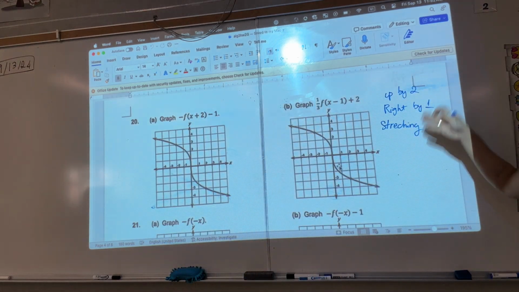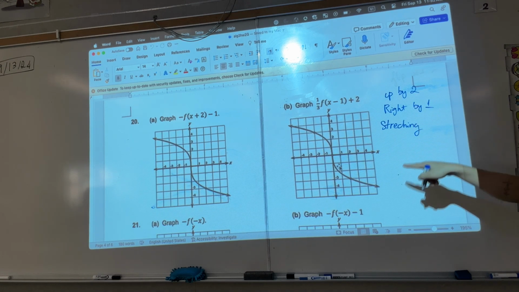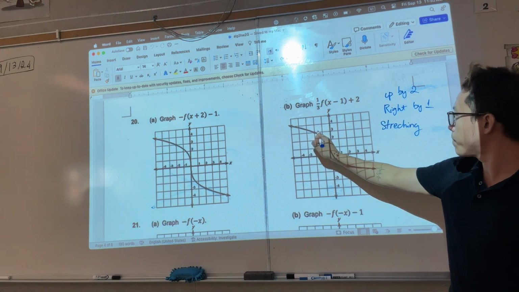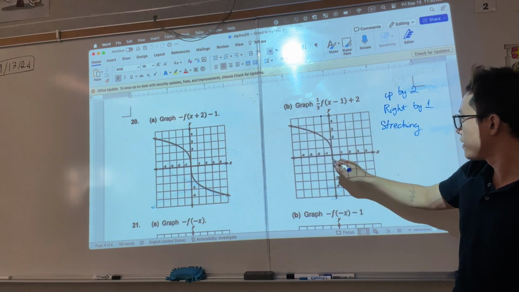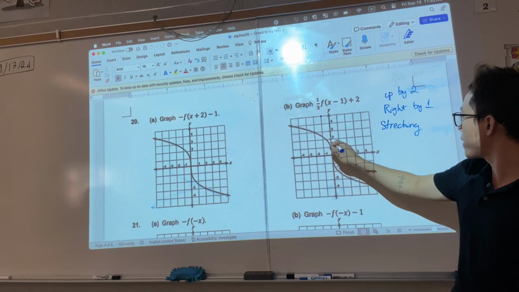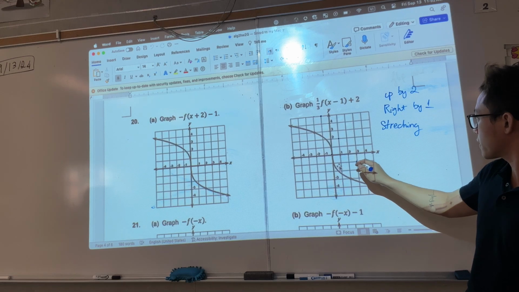So it doesn't matter which one you do first. It doesn't matter. All right. Let's just save the stretching for last. You want to move first, it's easier. Okay. So up by 2, right by 1. You can do it in one shot. So up by 2, right by 1. So this one here, I'm gonna move right here. This one here, up by 2, right by 1. This one here, up by 2, right by 1.